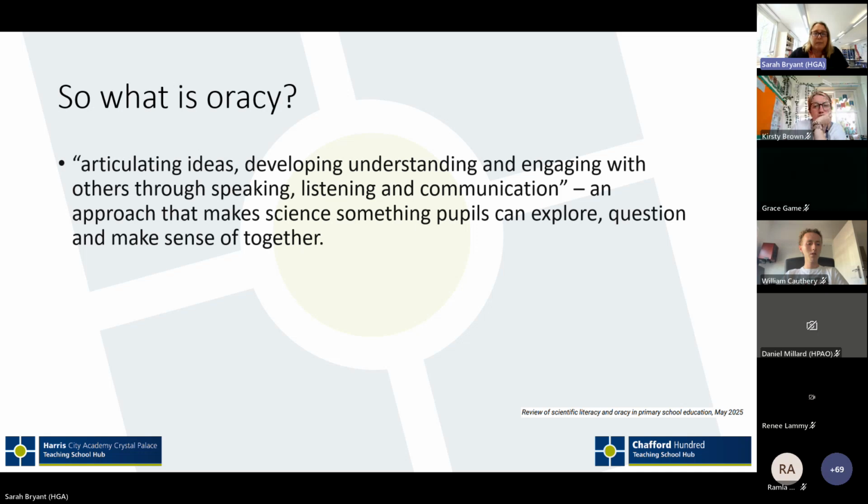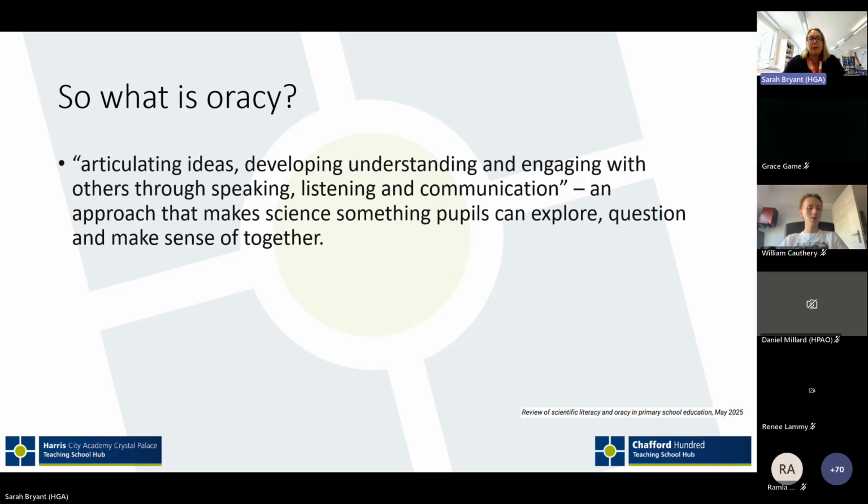So what is oracy? It's articulating ideas, developing understanding, and engaging with others through speaking, listening, and communication. An approach that makes science something pupils can explore, question, and make sense of together. I think that's really important. And the reason I highlighted the word listening is that quite often we automatically think of oracy as just speaking, but actually it's about communication. It's about taking turns. It's about active listening, because if we're actively listening, we can actively communicate and verbalise what we want to say.